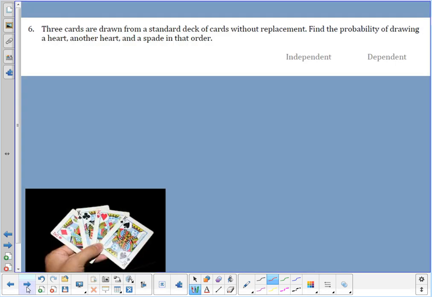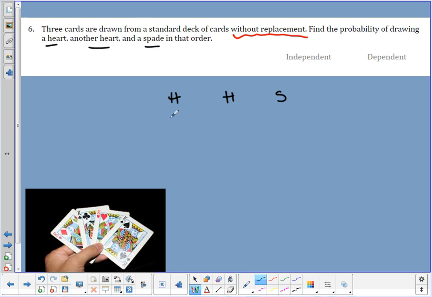Let's take a look at number 6. In number 6, it says 3 cards are drawn at random from a standard deck of cards without replacement. Find the probability of drawing a heart, another heart, and a spade in that order. Okay, without replacement. So again, I like to start with what am I finding? I want to get a heart, then another heart, then a spade. So I want heart, heart, spade.